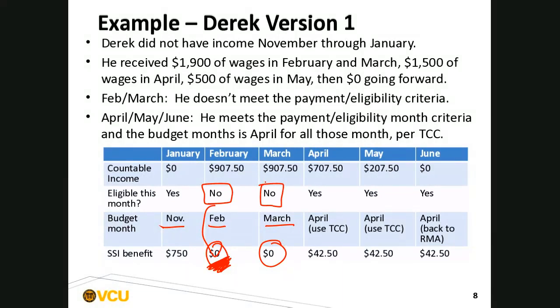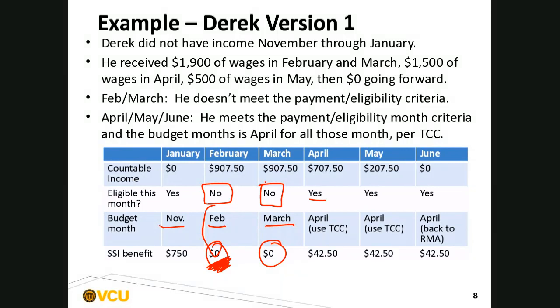So in April, what happens is he drops his income down to $1,500, which is $707.50 of countable income. And so he technically meets the criteria for being eligible for an SSI benefit in the month of April here, right? Countable income below the break-even point. So yes, he would be due an SSI benefit in April.